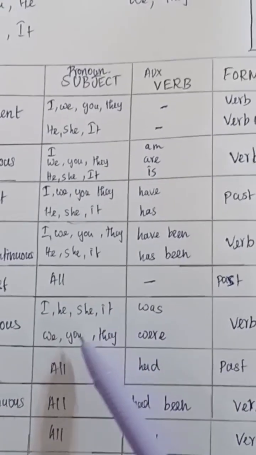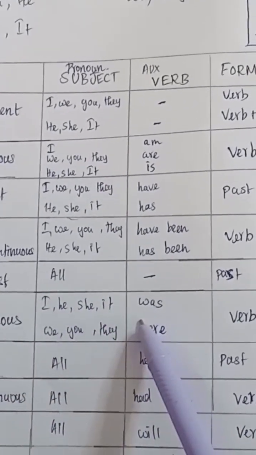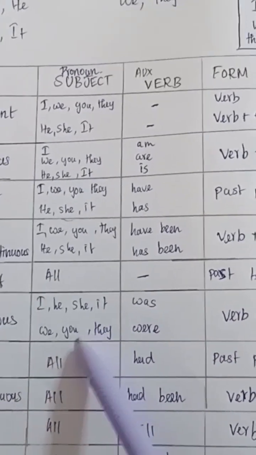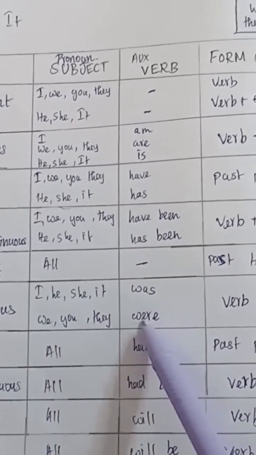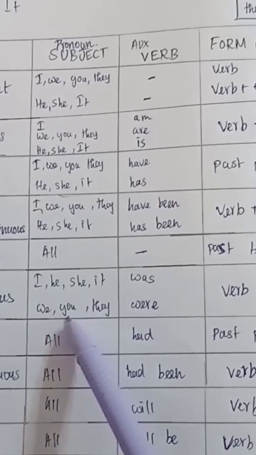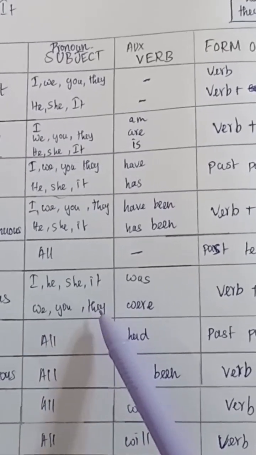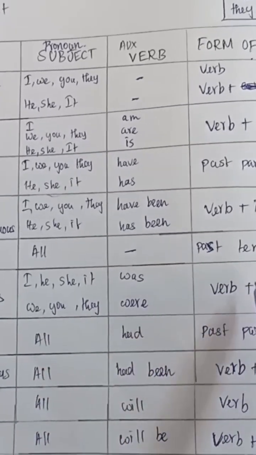Next one is the plural ones. We were writing. You cannot be combined with was, so we are adding it with were, even though it is singular. So you were writing, they were writing.